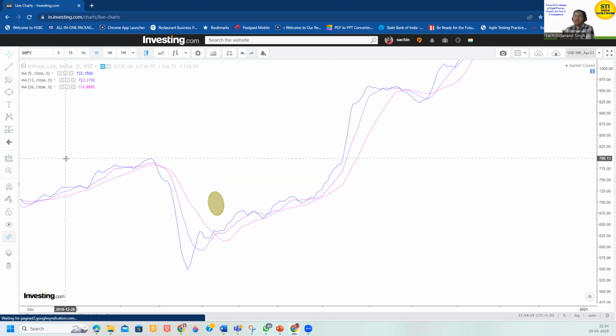For example, in an equity market, we can choose 5, 13, 26. Sometimes in a commodity market, we may need to choose 21, 34, 55. These are back tested and proven for equity, commodity or currency. So 5, 13, and 26 work well in the equity market. When I say equity market, I mean any company like Infosys, TCS, or any blue chip company.